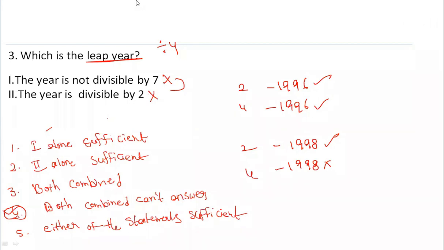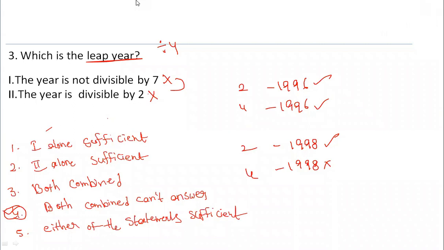Got it right? Shall I go for the next one? Please don't think much, guys. I'll tell you one simple point to master data sufficiency concept. Whatever they're asking in the question, if they talk about that in the answer options, then we can answer the question. Otherwise, we can't answer the question.